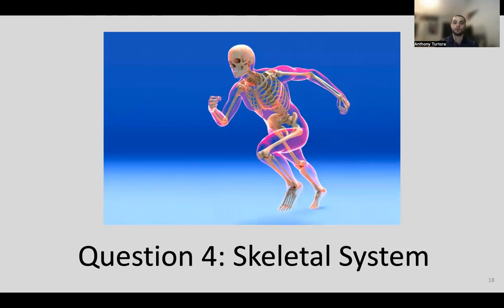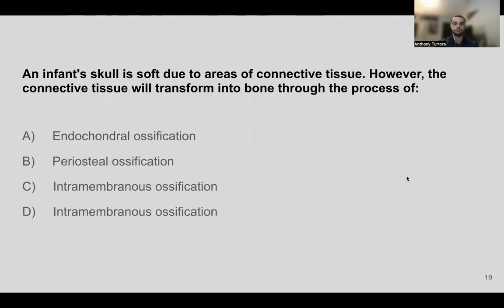All right, so question 4 here, also on the skeletal system. Question 4 states: an infant's skull is soft due to areas of connective tissue. However, the connective tissue will transform into bone through the process of A, endochondral ossification, B, periosteal ossification, C, intramembranous ossification, or D, intramembranous ossification.